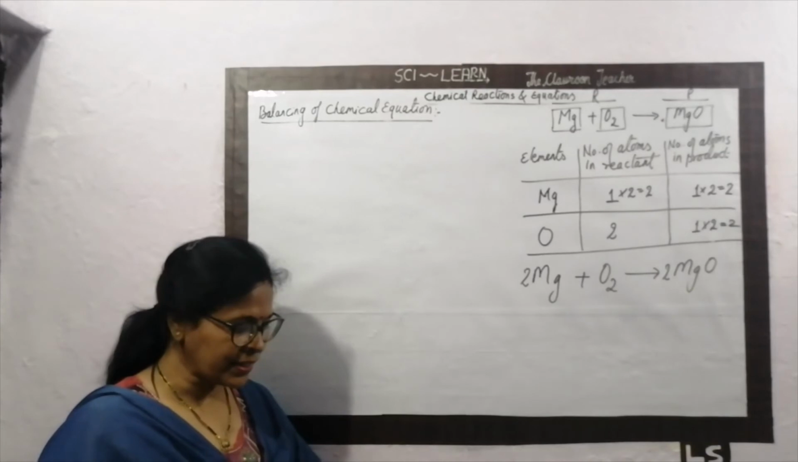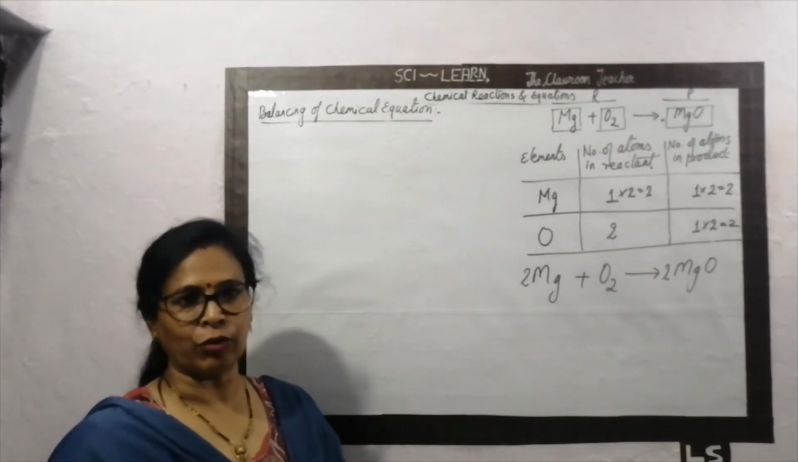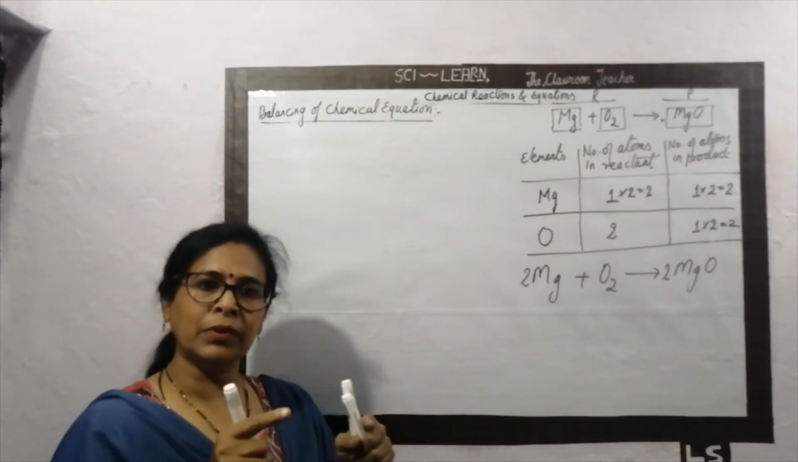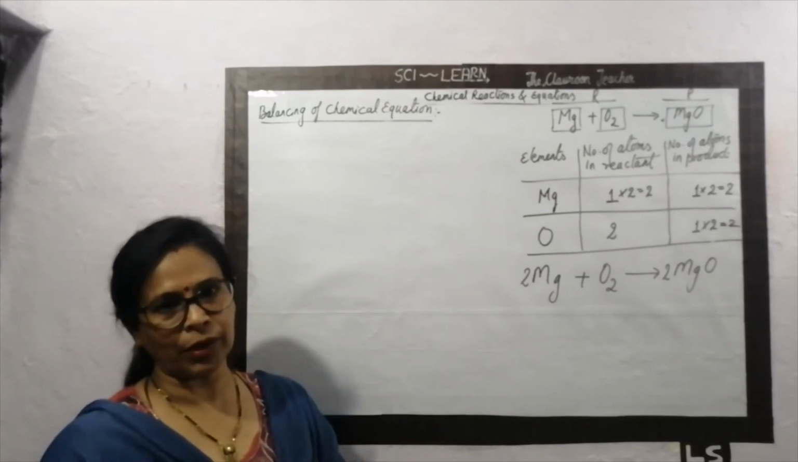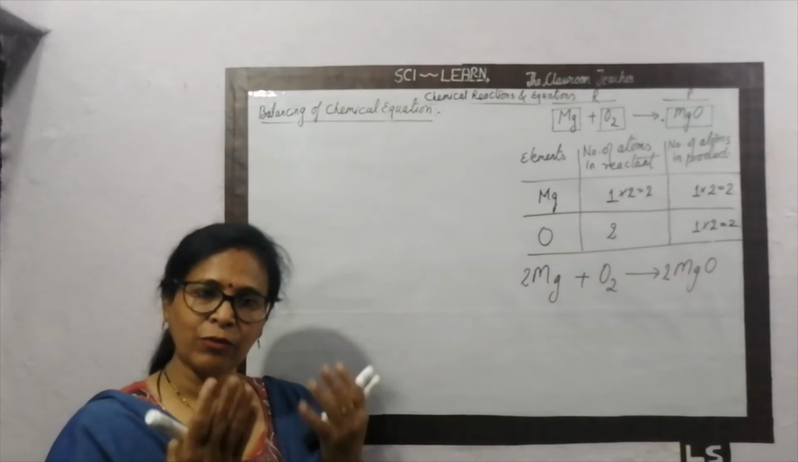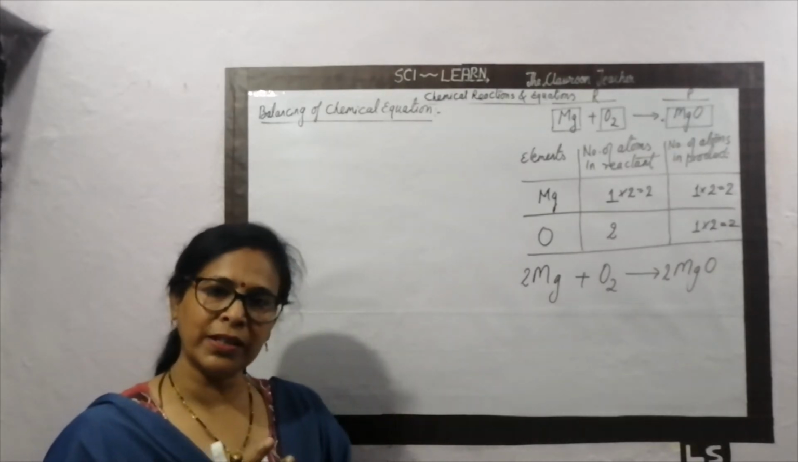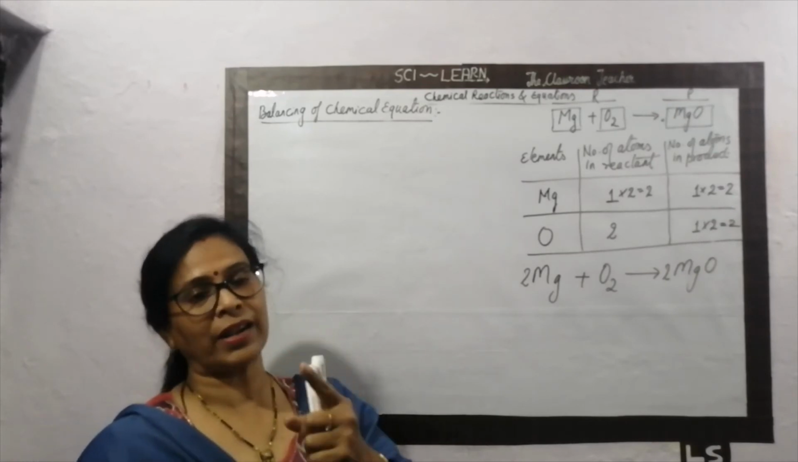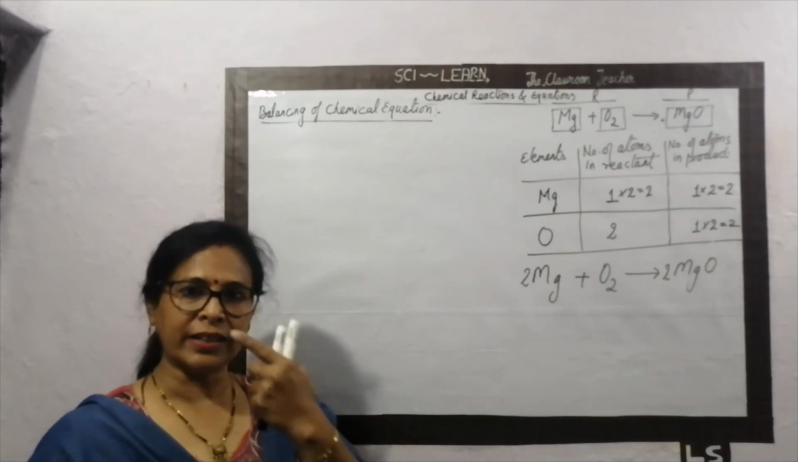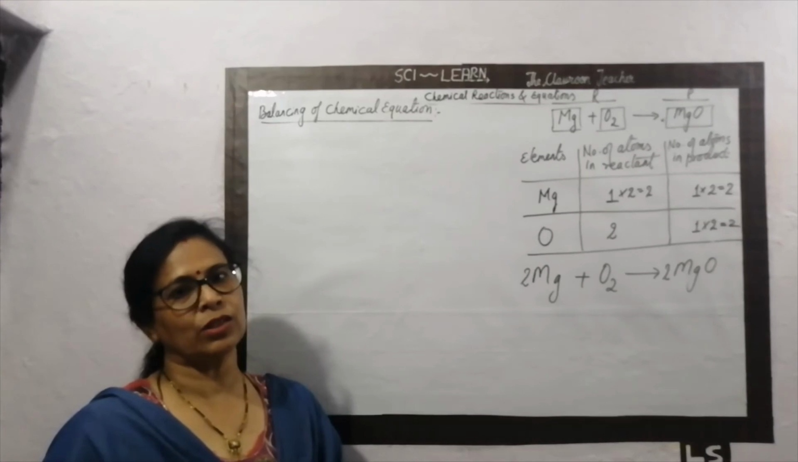Okay, what are the various steps of balancing? First, you have to make the boxes around the symbol or the formula, whatever is given in the reactant as well as in the product. Then you have to make the list. You have to check the number of atoms in both places, and by using the hit and trial method, that is simply you have to practice it well. And by using the hit and trial method, you have to balance all this.